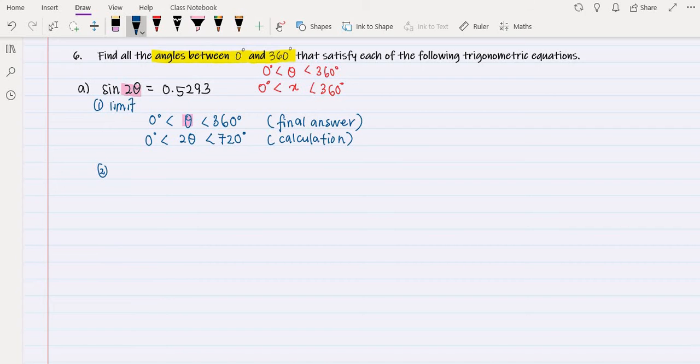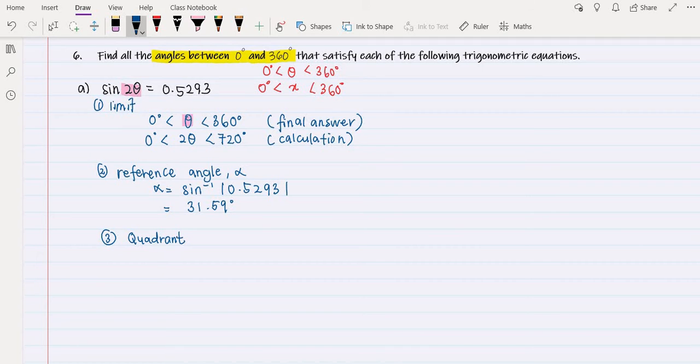Next step is to check on our reference angle. So we need to find our reference angle alpha. Alpha is equal to arc sine of the absolute value of 0.5293. So don't forget the symbol for absolute value, and then we just key in our calculator, and the calculator will give an answer to us which is 31.59 degrees.